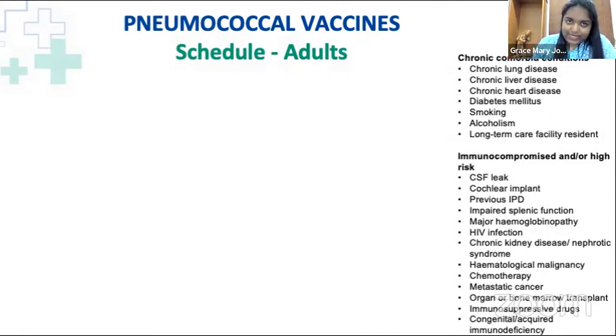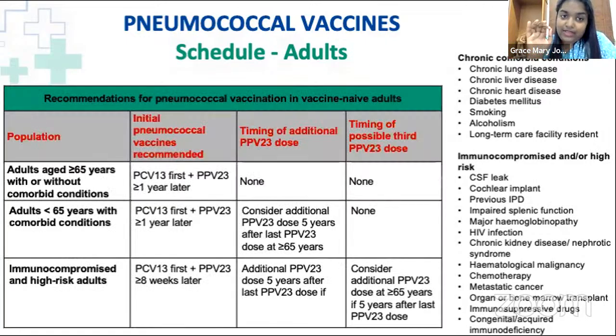Cancer, chemotherapy, all these are the patients who are immunocompromised or at high risk. Now, based on that, I'm only going to tell you what the patient needs to take if they have not taken it before, for vaccine-naive adults. Adults who are more than 65 years without comorbidities: anyone above 65 should get the PCV13 first, and after 1 year should get PPSV23.